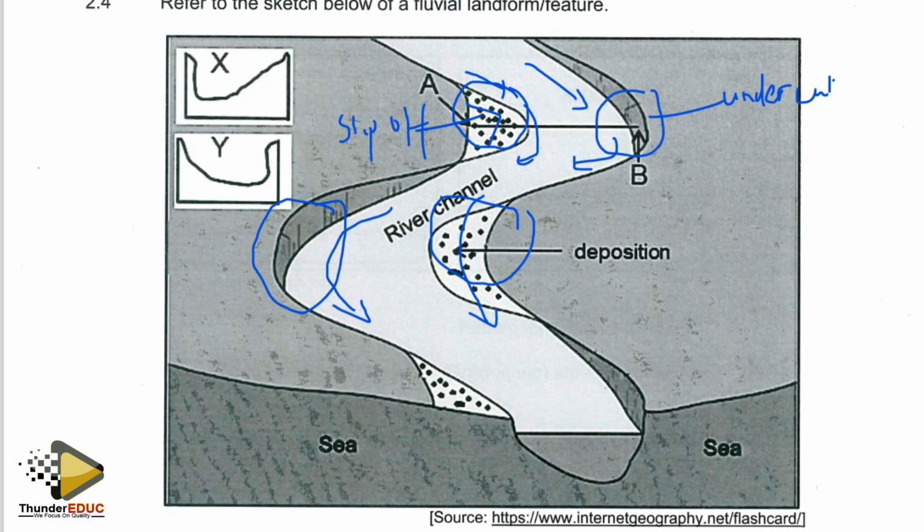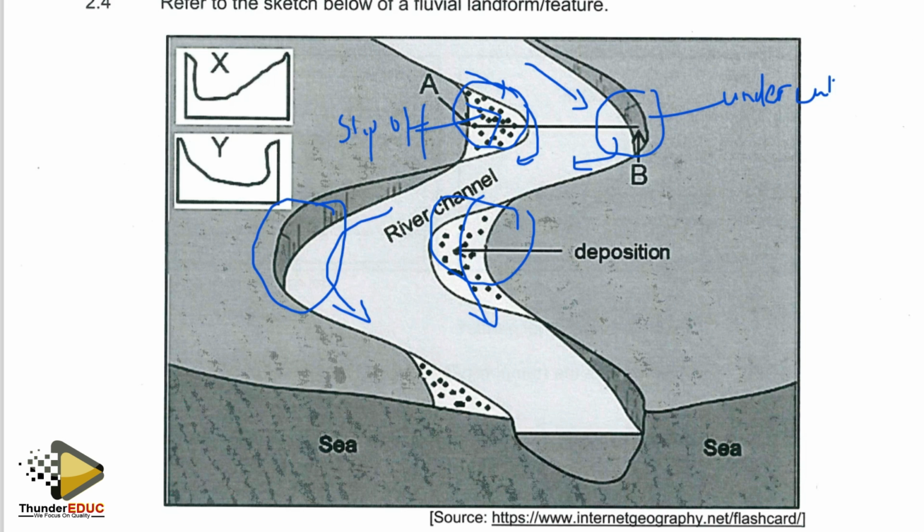And because of the limited velocity here, we tend to find that there is deposition taking place. Remember, whenever the energy to transport a load falls below the minimum required to transport that load, the river will deposit the load. If the minimum energy required to transport a load is not reached, the river starts to deposit material.